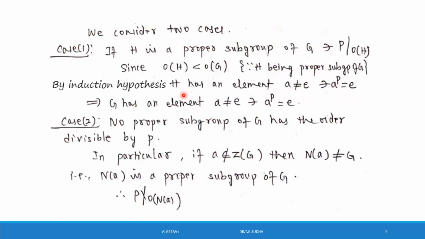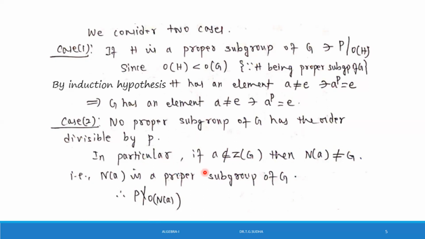Since A lies in H and H is a proper subgroup of G, G has an element A which is not equal to E such that A to the power of P is equal to E. Therefore, the result follows when we assume H is a proper subgroup of G. Now, let us assume the other way. That is, no proper subgroup of G has order divisible by P. So if H is a proper subgroup of G, then P does not divide the order of H.